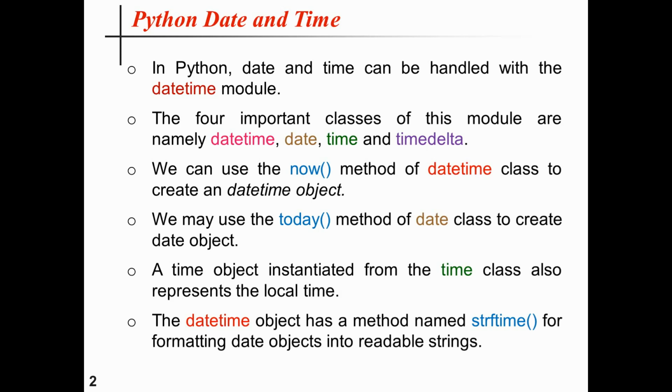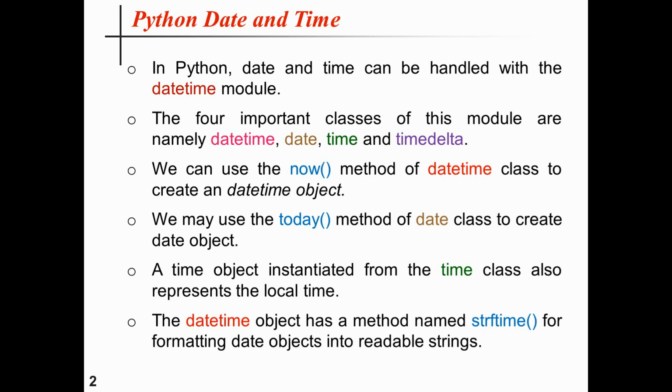We may use the today method of the date class to create an object containing the current local date. A time object instantiated from the time class also represents the local time. A datetime object has a method named strftime, which is a very important method that is used for formatting date objects into readable strings.